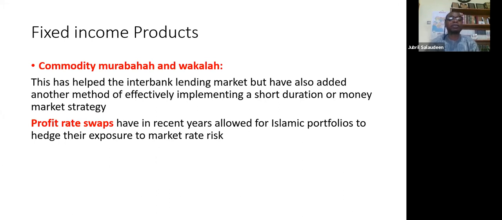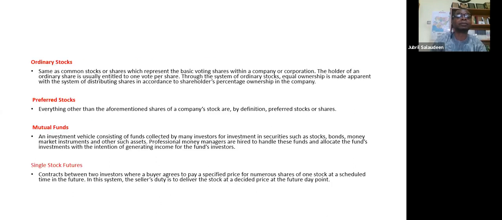Now they also have profit rate swaps, which in recent years have allowed Islamic portfolios to hedge their exposure to market rate risk. Of course, when you begin to play in the money market, there are risks associated with it. So how do you defend yourself? Defending yourself is what we call hedging. How do you hedge yourself against this risk? There are profit rate swaps that you can use as instruments. And they will also go into fixed income investments in that regard.